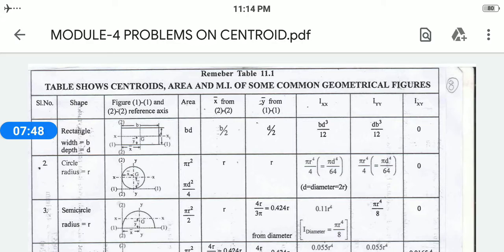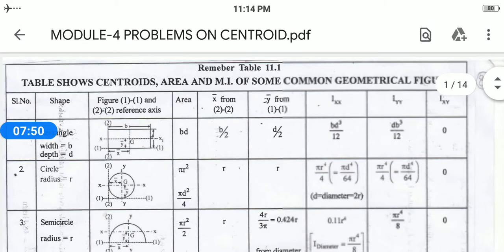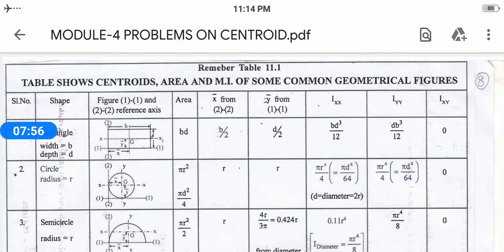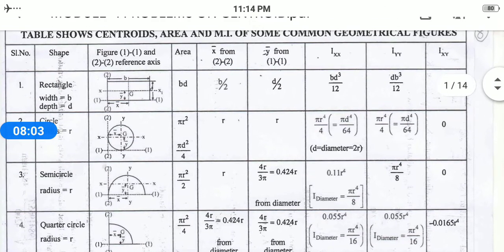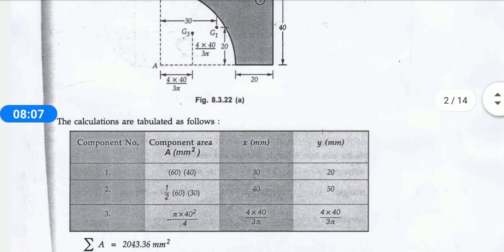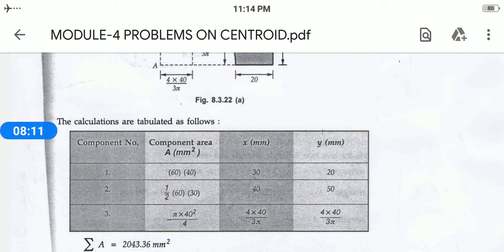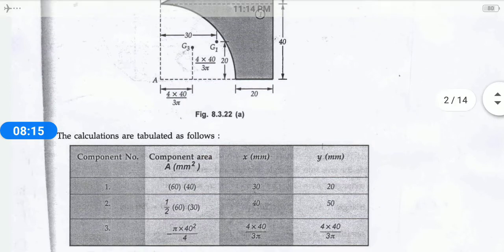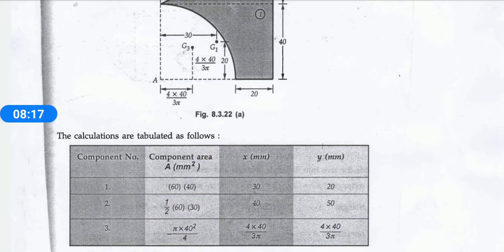When you are going for the x component, see the table over here. For the rectangle, they had given x is equal to b by 2, same like your y is equal to d divided by 2, that is height divided by 2. That is what we had taken over here in this sum. B is your 40 plus 20, 60. So 60 divided by 2 is 30. Height is given as 40. So 40 divided by 2 is your 20. This is your first component.